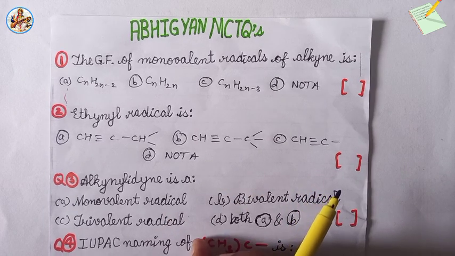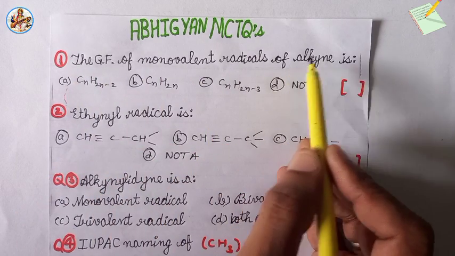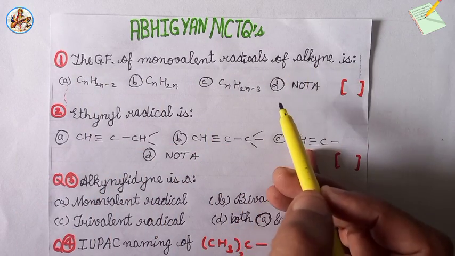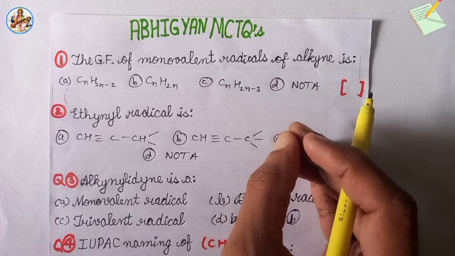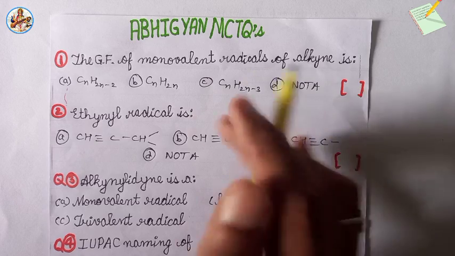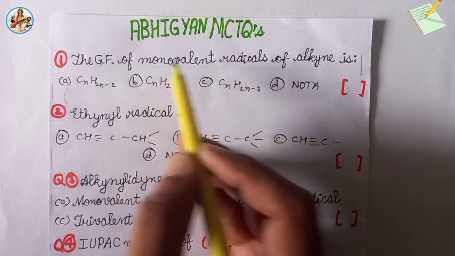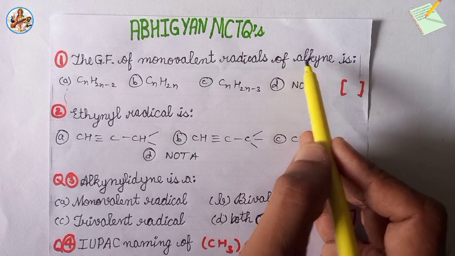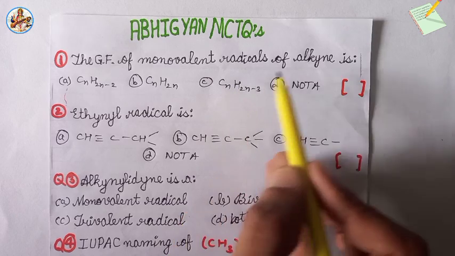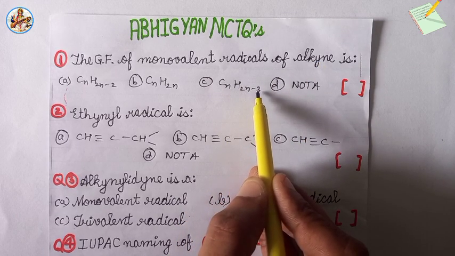So, welcome again. Question first: the general formula of monovalent radicals of alkyne is? We know that the general formula of alkyne is CnH2n-2. Monovalent means one hydrogen atom is removed from the alkyne. So, the general formula of a monovalent radical of alkyne is CnH2n-3.